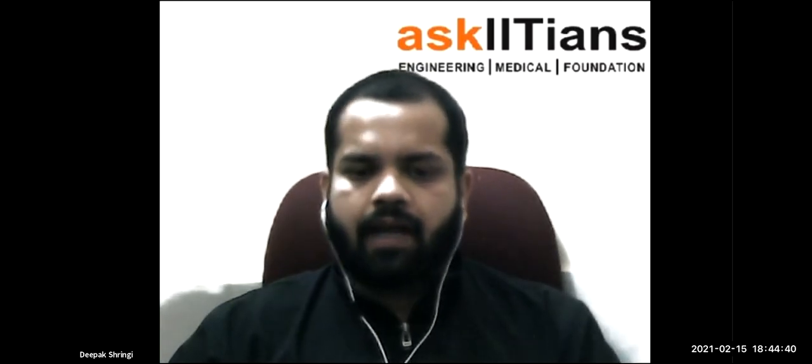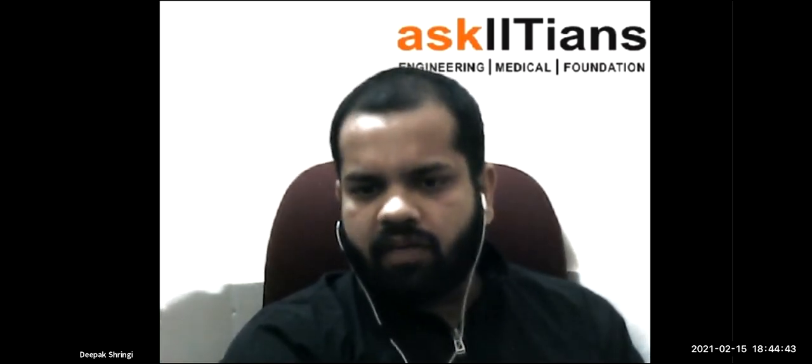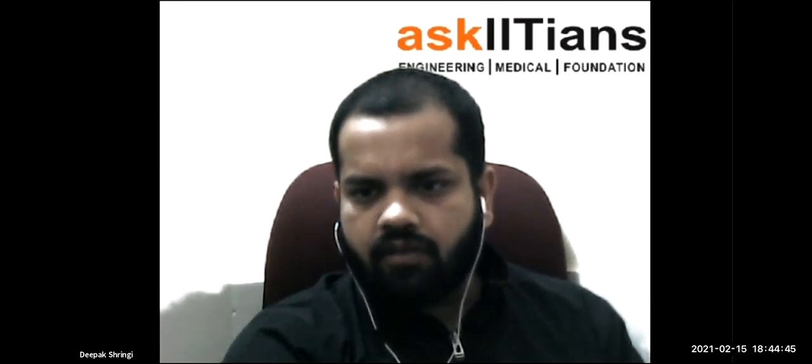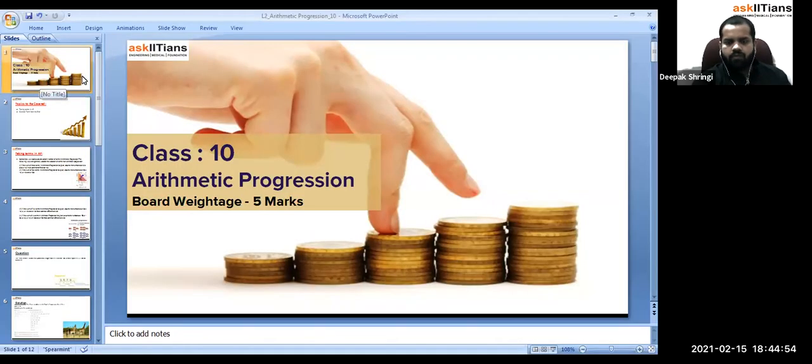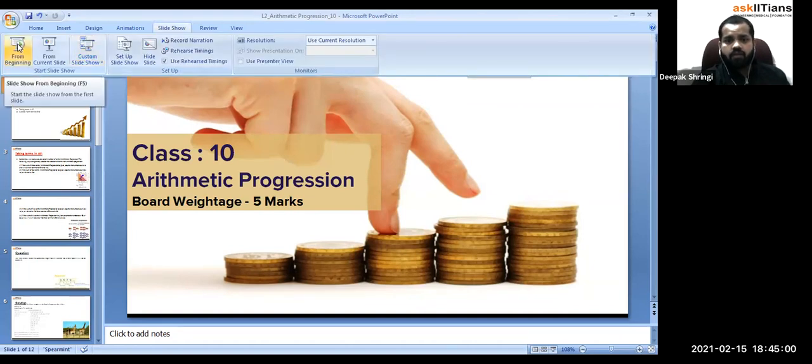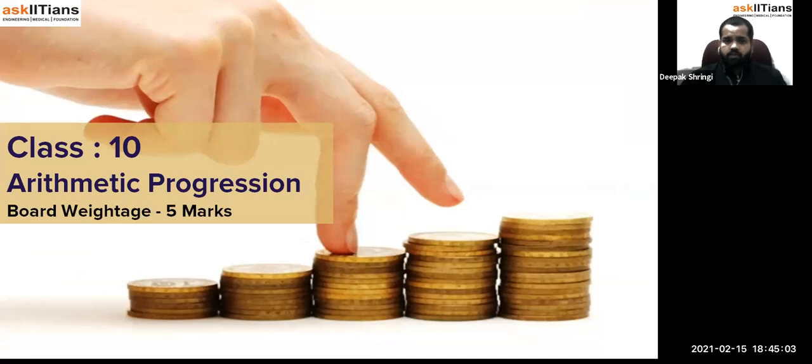So today we'll discuss a very important topic for the 10th standard, that is arithmetic progression. We have already started arithmetic progression. Let me tell you that arithmetic progression carries 5 marks, the most weightage, about 4%. So without wasting time, we'll move into it. Arithmetic progression, more weightage, is your 5 marks.